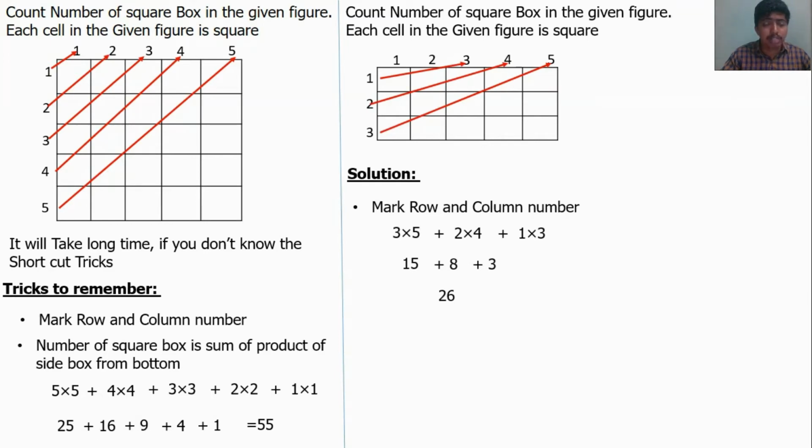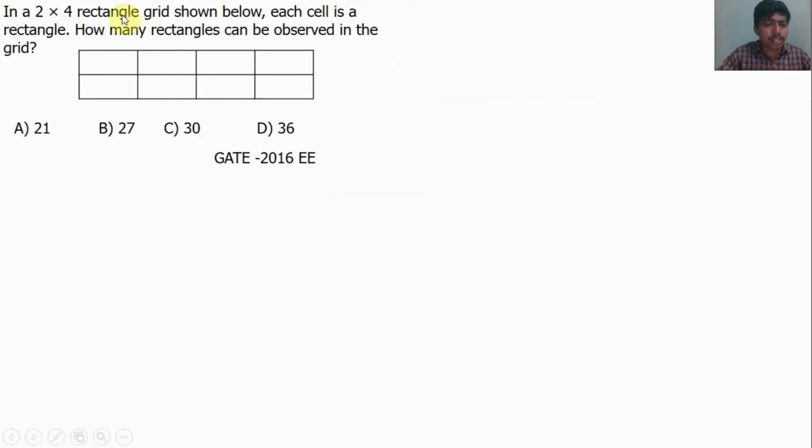Okay, next we will discuss shortcut tricks for counting number of rectangle box. Let us take a question. This question was asked in GATE 2016 Civil Department examination in the aptitude section. In this question, the objective is to find the number of rectangle box. Each cell in the given figure is rectangle. Try without knowing the tricks. Definitely the answer will be a different one and it will take long time.